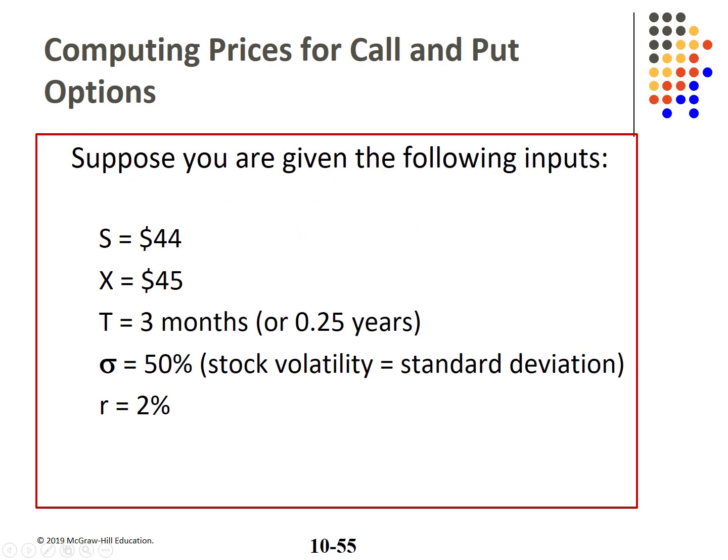So let's walk through an example. Suppose you're given the data shown on the slide. The stock underlying the option is currently trading at $44 a share. The option has an exercise price of $45. The option expires in 3 months, or 0.25 years. Volatility of the stock's price is 50%. This is the standard deviation. Risk-free rate is 2%. We have everything we need to find the value of a call or a put.